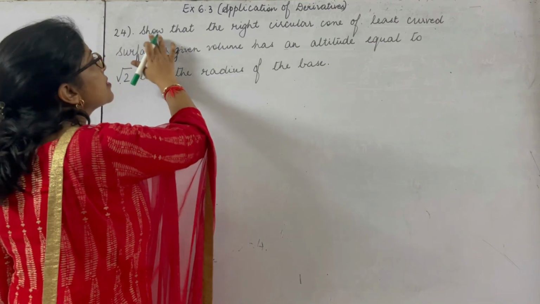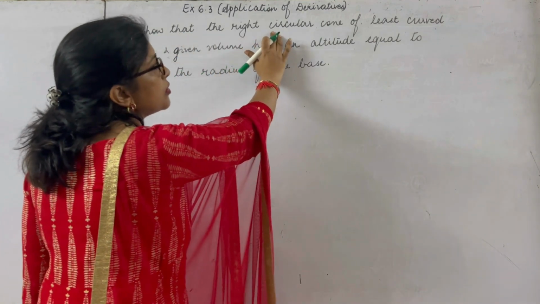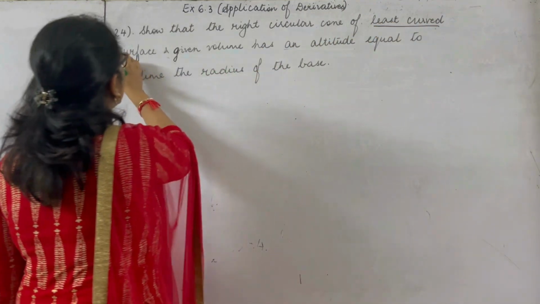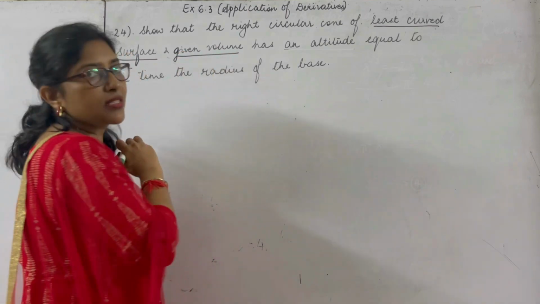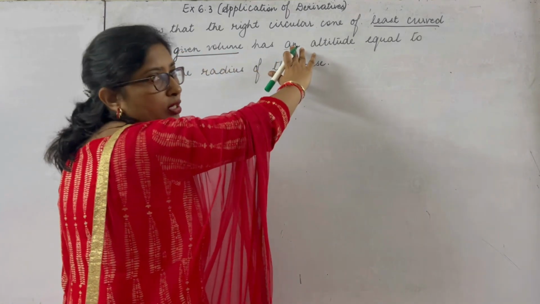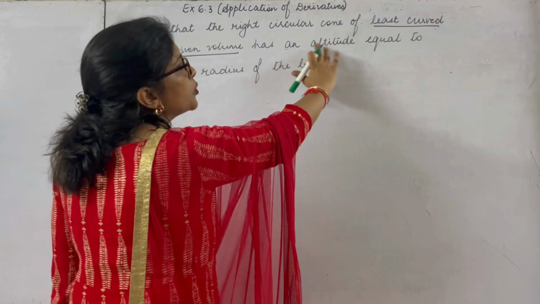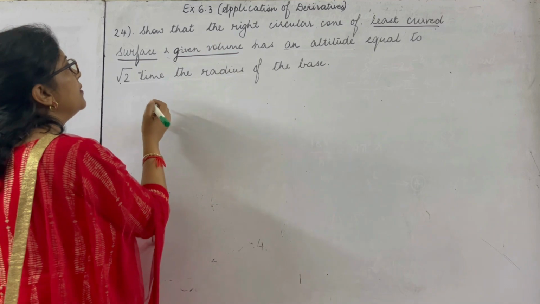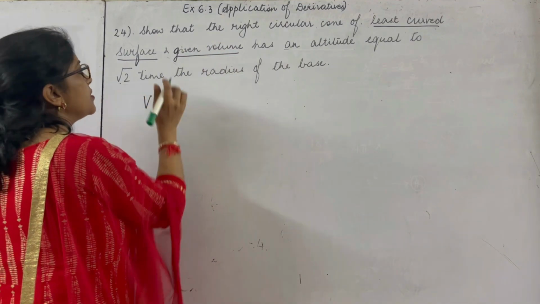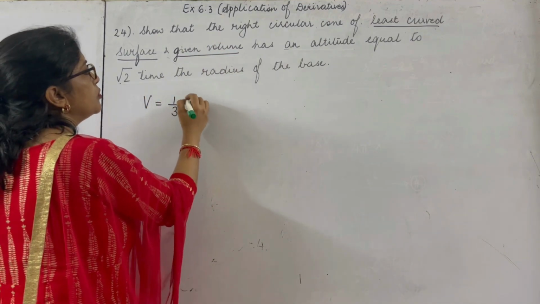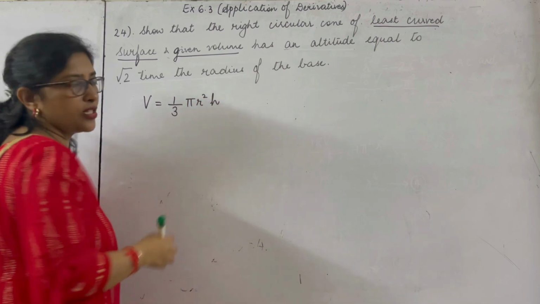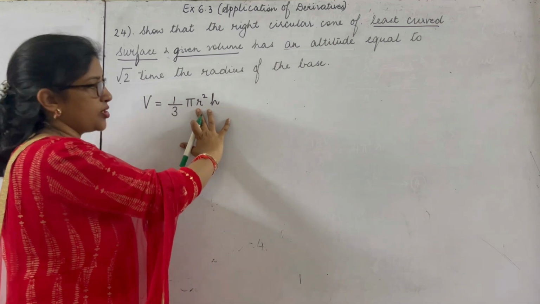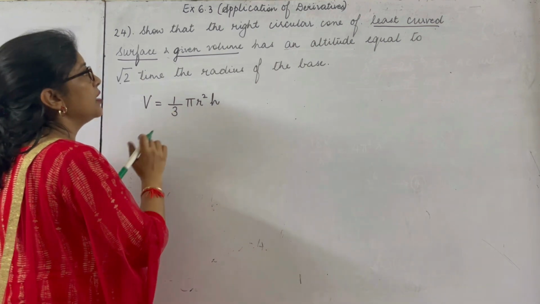So here the question is, show that the right circular cone of least curved surface and given volume. So let's start with the volume. This part will come later, which says we have to prove that the altitude is equal to root 2 times base. So first, because volume is given, let's start with the volume of the cone, which is 1 by 3 pi r square h, and these are the regular notations. R is the radius and h is the altitude.